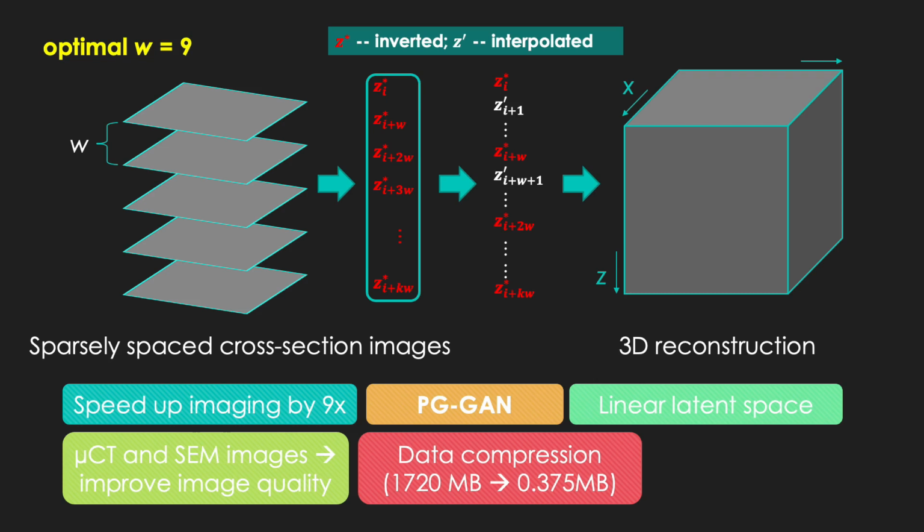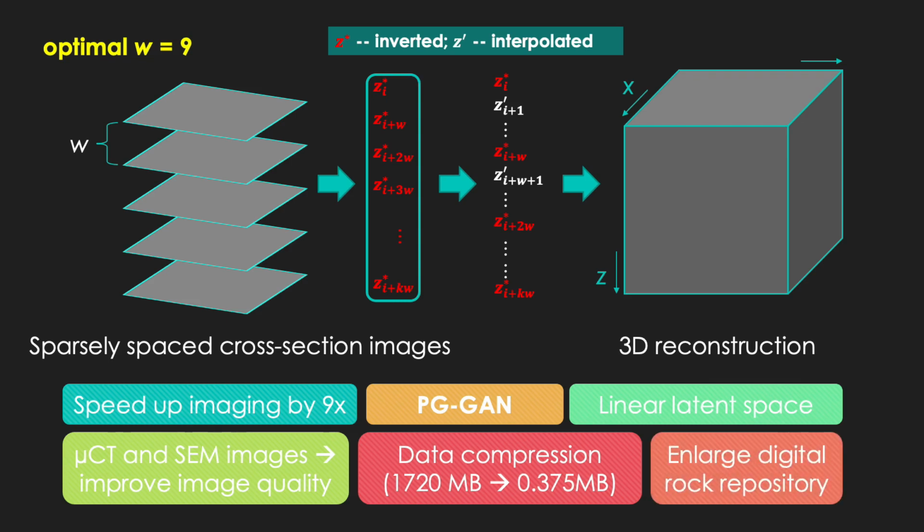Last but not least, the PG-GAN is proven to be able to synthesize high-quality digital rock images with negligible computational cost. Hence, we can create a repository of PG-GANs trained on different types of rock images to enlarge the digital rock repository for future machine learning studies.